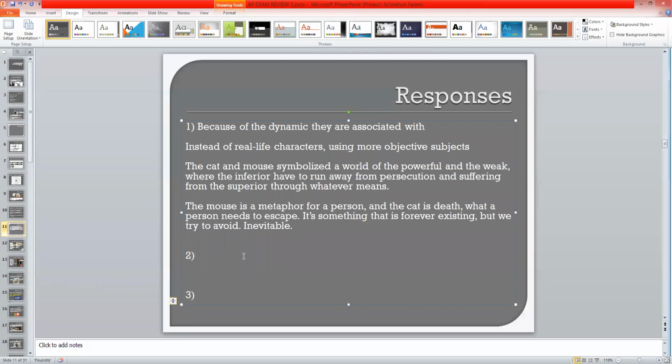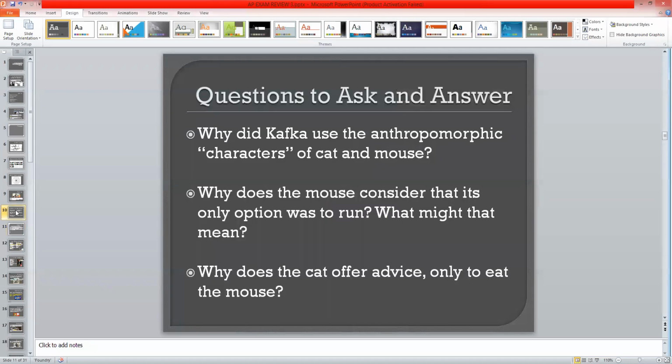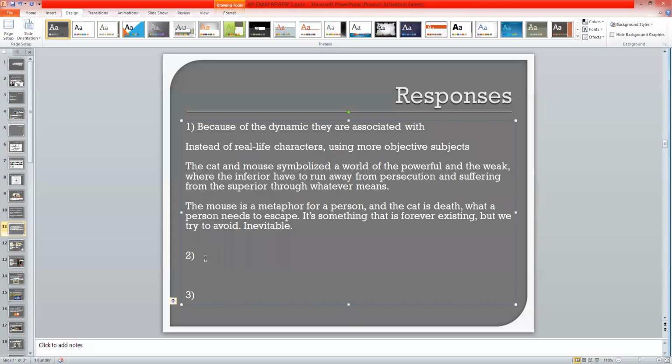So for number 2, I'm just going to project that question one more time just so we all see it. Why does a mouse consider that its only option was to run? What might that mean in this context here? Anybody want to answer this one for number 2? Why is running the only answer?